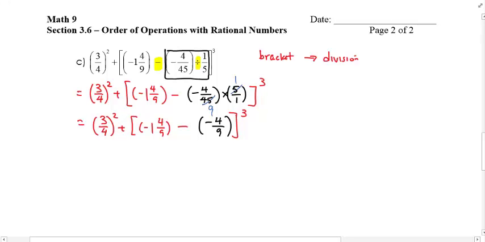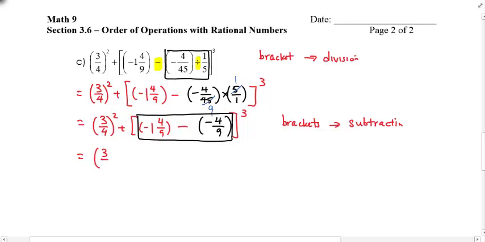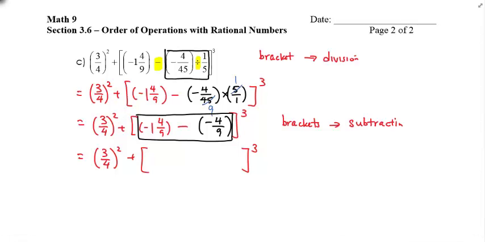Do we still have a bracket? Yes, we do. So I still have to do the stuff in the bracket. And in this case, the operation inside the bracket is the subtraction. So I'm going to do that part next, and that's this part right here. So once again, whatever I'm not dealing with, let's keep that in red. I'm subtracting here. I guess I should change that into an improper fraction. So 1 times 9 is 9. 9 plus 4 is 13. That's negative 13 over 9.